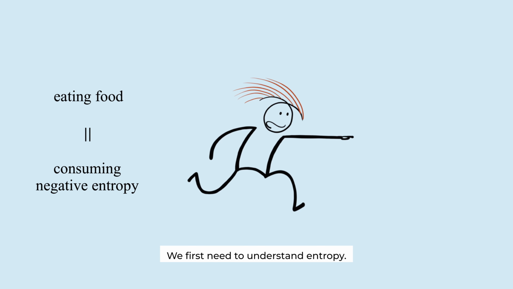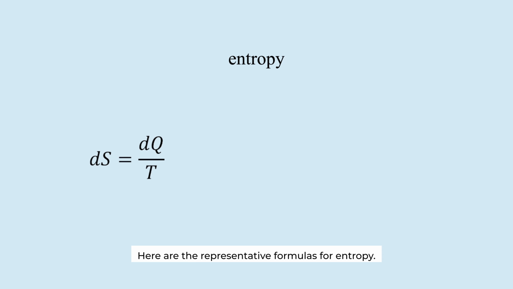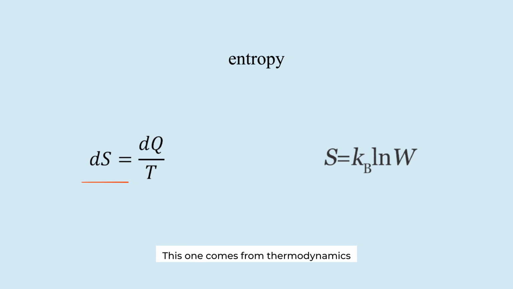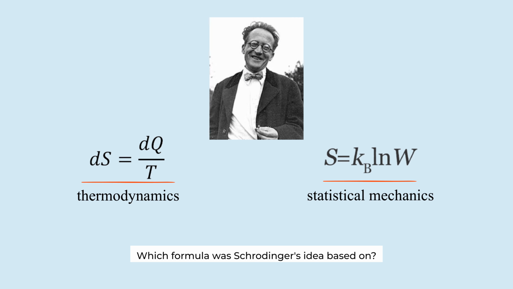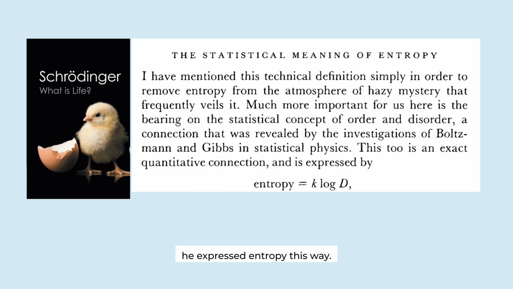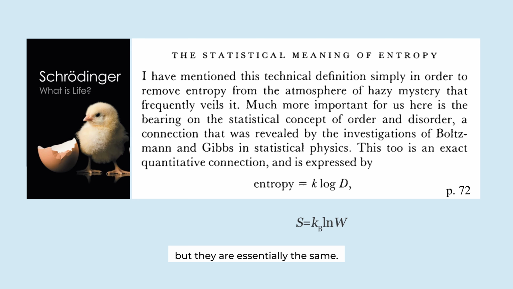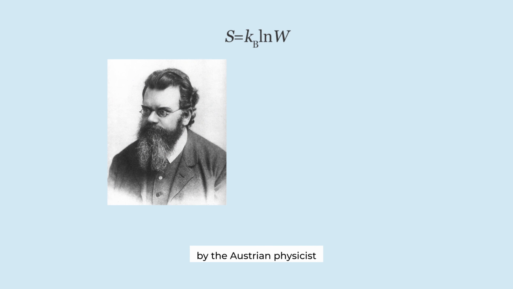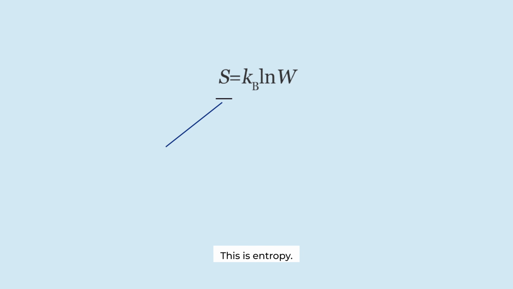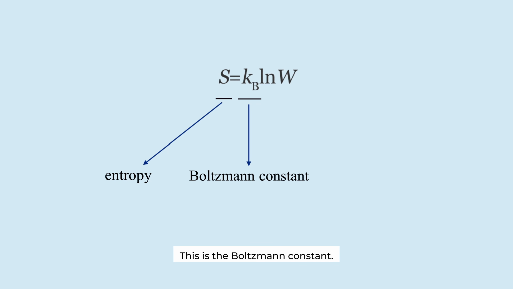We first need to understand entropy. Here are the representative formulas for entropy. This one comes from thermodynamics, and this one from statistical mechanics. Which formula was Schrodinger's idea based on? It is this one. In his book, he expressed entropy this way. He wrote D instead of W, but they are essentially the same. This formula was introduced at the end of the 19th century by the Austrian physicist Ludwig Boltzmann. This is entropy. This is the Boltzmann constant.